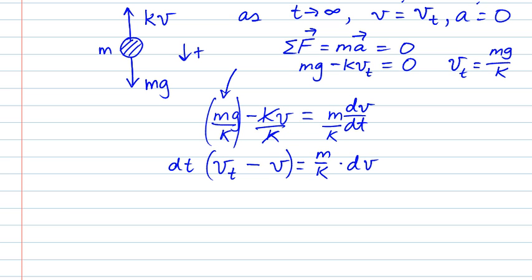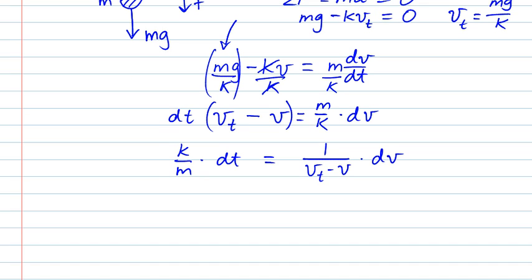Further, we want all the v's on one side and all the t's on the other. Well, I don't see any t's. All I see is k over m times dt on one side. And on the other, I see 1 over (v terminal minus v) times dv. So at this point, we can integrate.